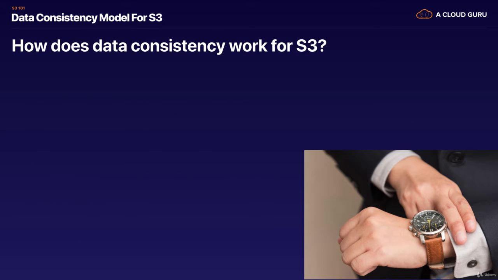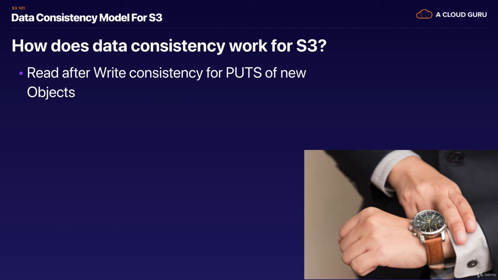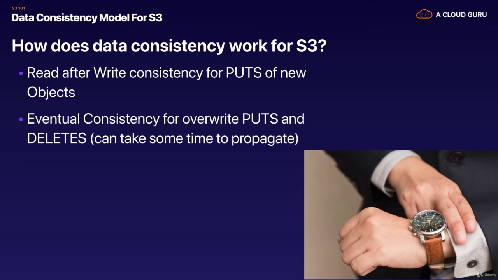So now that you know what S3 is and that it's just a safe place to store your objects in the cloud, you really have to understand the data consistency model for S3 going into your exam. So how does S3 keep your data consistent? Well, basically, S3 has two things. It has read after write consistency for puts of new objects, and then it has eventual consistency for overwrite puts and deletes. Now, I know what you're thinking.